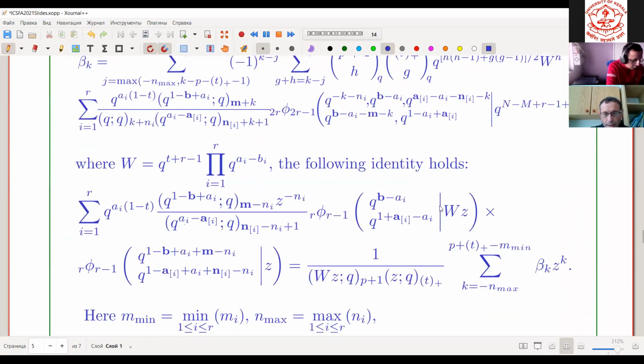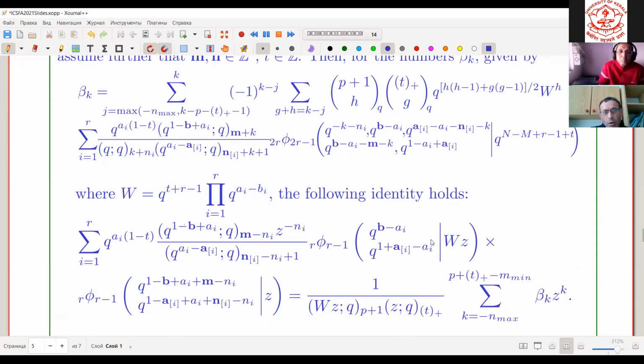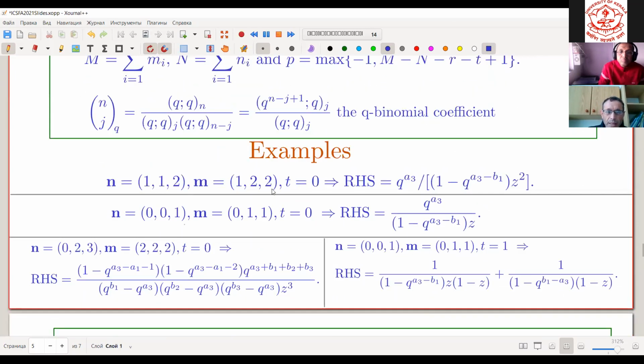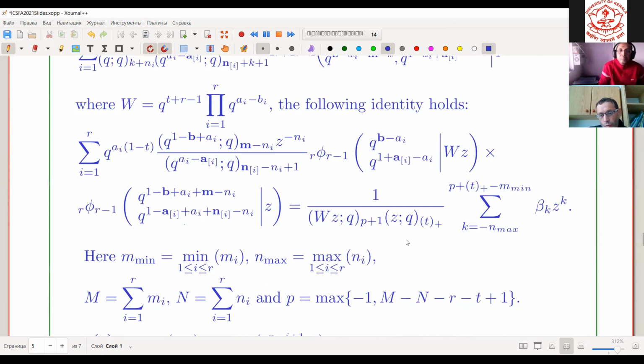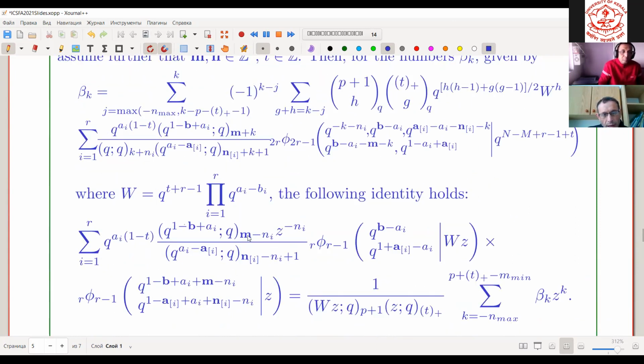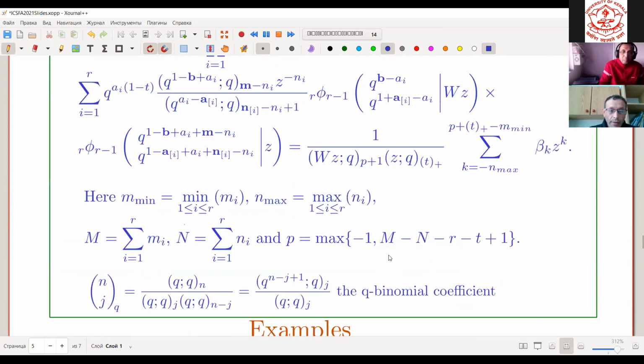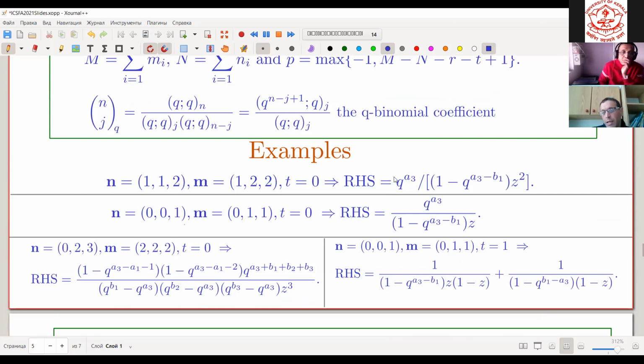So we have this sum of products of basic hypergeometric functions equals a polynomial in Z. And the coefficients of this polynomial, well, it's a Laurent polynomial, it may have negative powers, are also given explicitly, in terms of terminating basic hypergeometric series phi to r minus 1. In a similar fashion, we can use this identity to derive some examples of this right-hand side. For small m and n, the shifts, the right-hand sides are usually quite simple. You can see the right-hand side can be like this, or like this, or like this. So these are just some examples.